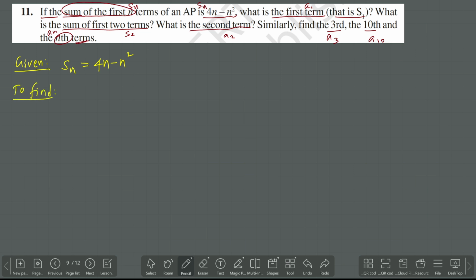But to find, that is a lot. What all did they ask to find? First they asked to find the first term, that is A1 or S1. Right. Next, S2. Next, A2. Next, A3. Next, AN. Lots of things. That is the idea. If I find AN first, the remaining is very easy, no? When we give 1, 2, 3, we will be getting all those. Am I right? We will try to find AN if possible. Yes, it's possible. There is a formula. But whether you will understand or not, I don't know. I will tell you. You see, Sn in the sense what?